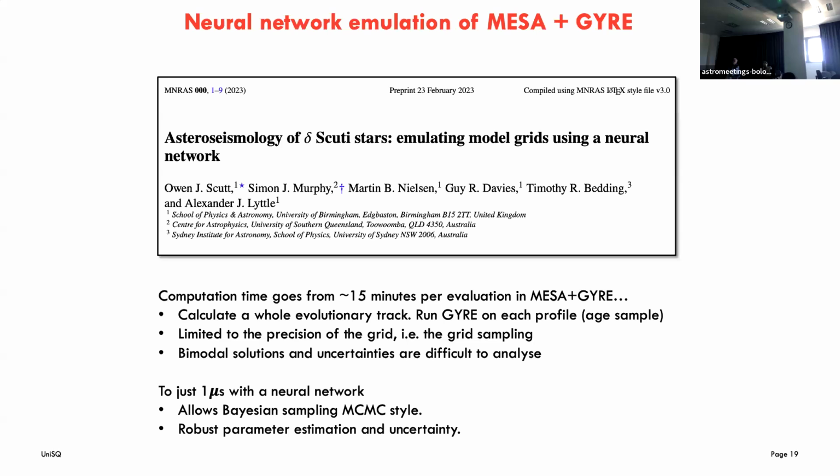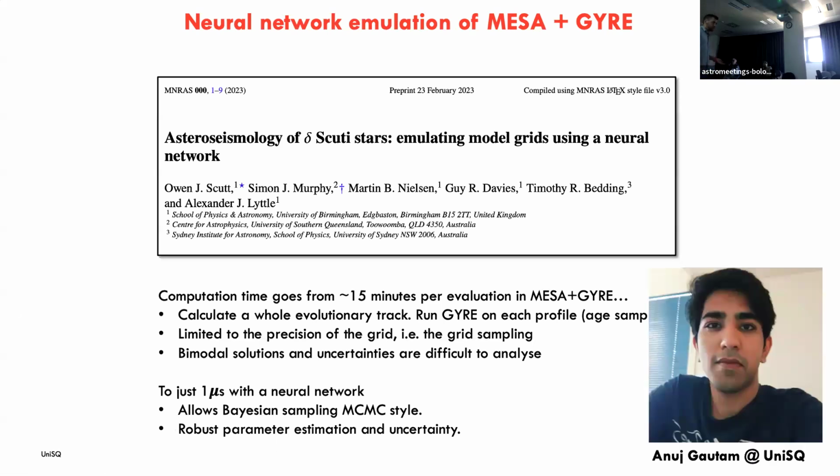So Owen led this study. He's a PhD student. He trained a neural network on the grid of models that can then be applied to any star. The cool thing is that you get robust parameter estimation out of it, so not just your mass and metallicity and age, but good uncertainties on those too.